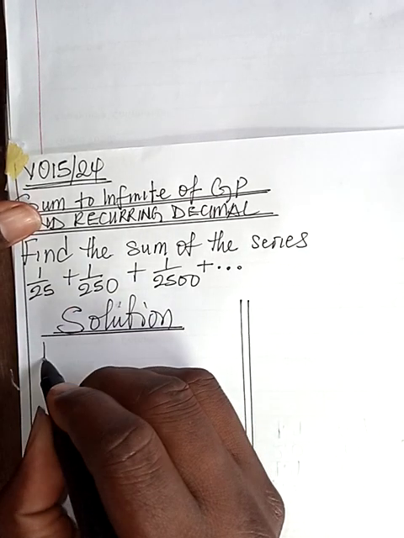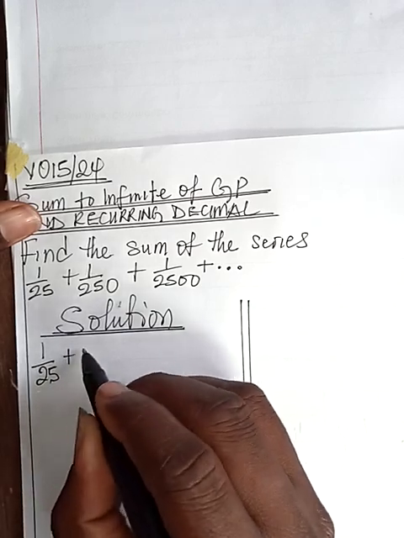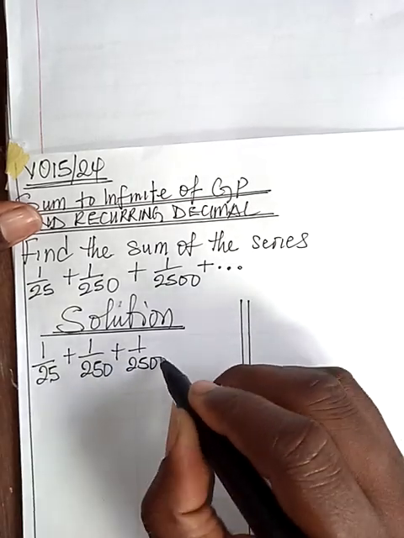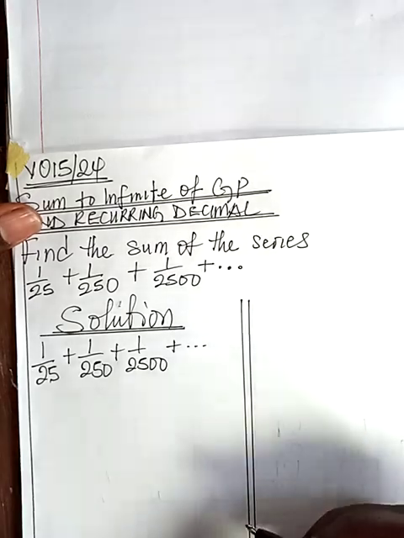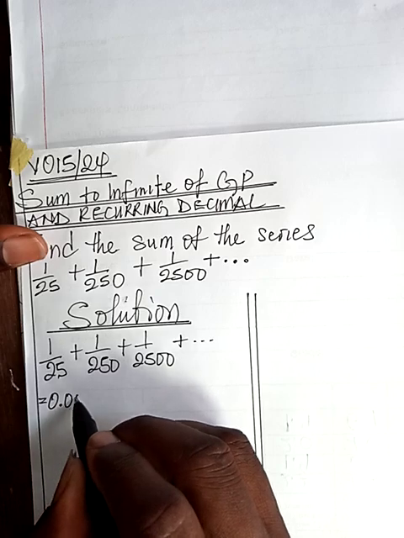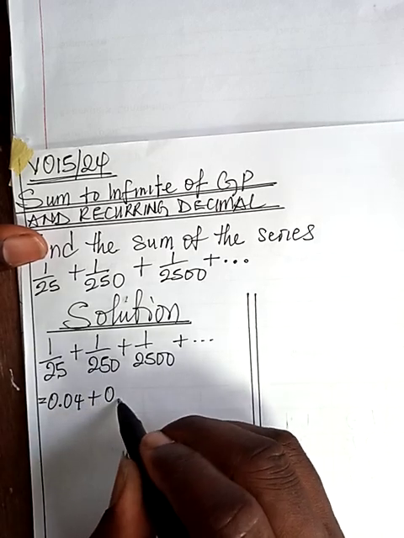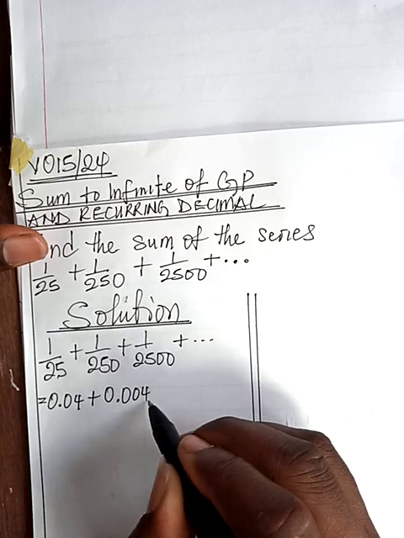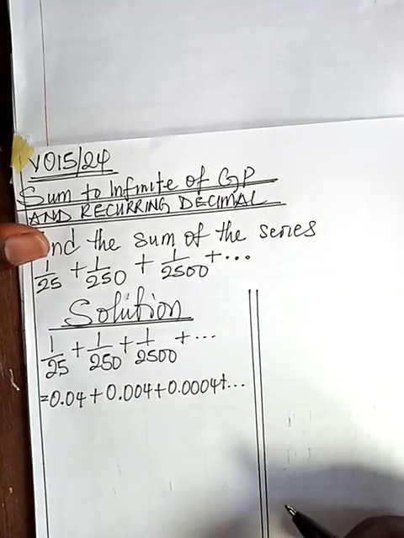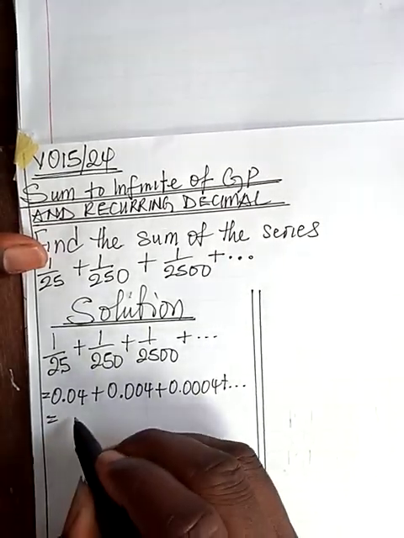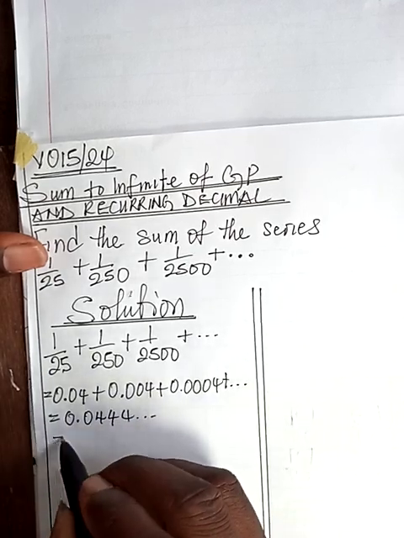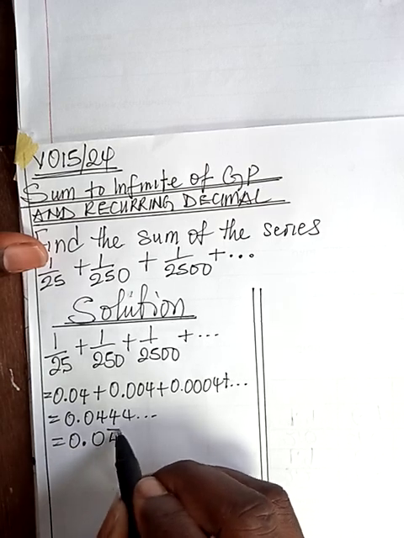All right, now this is my question. 1 over 25 plus 1 over 250 plus 1 over 2500 and so on. Now I'm going to change this to decimal. This in decimal is 0.04. This is 0.004. This is 0.0004, meaning that if you add this, you get 0.0444 and so on, meaning that this is simply 0.04 recurring.